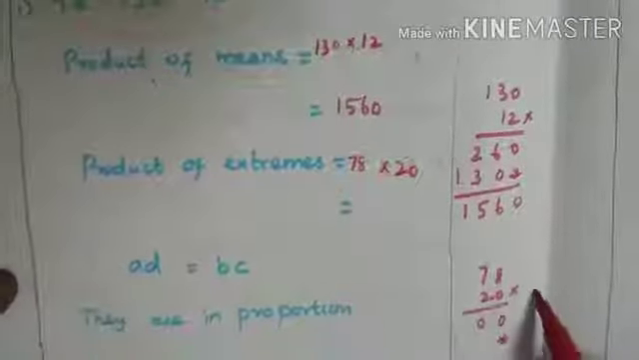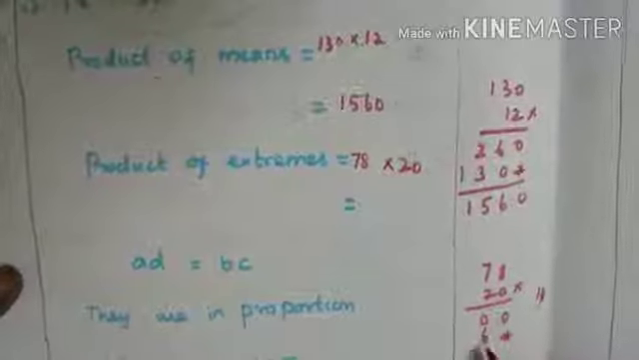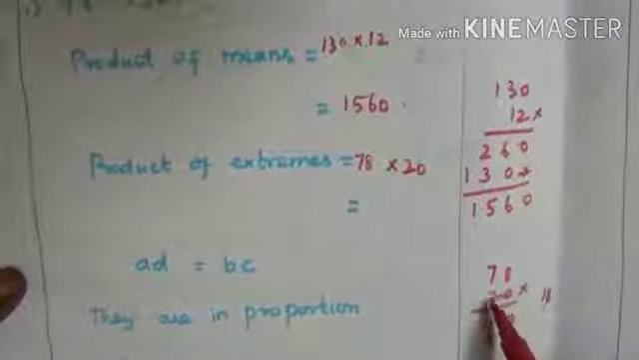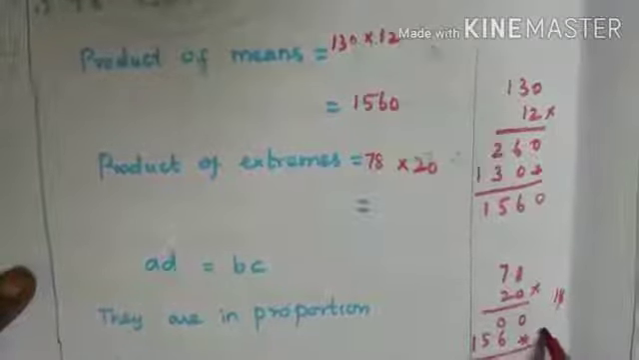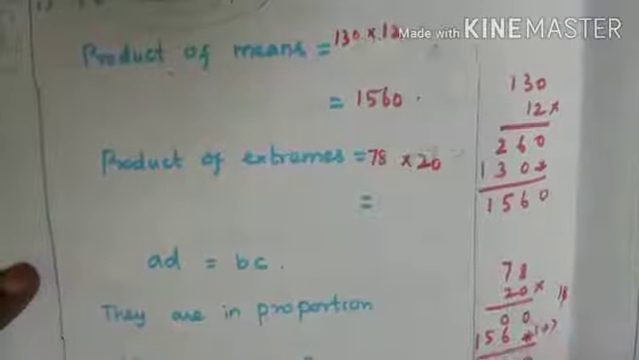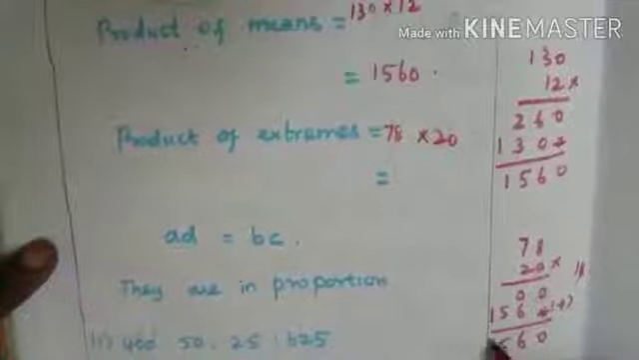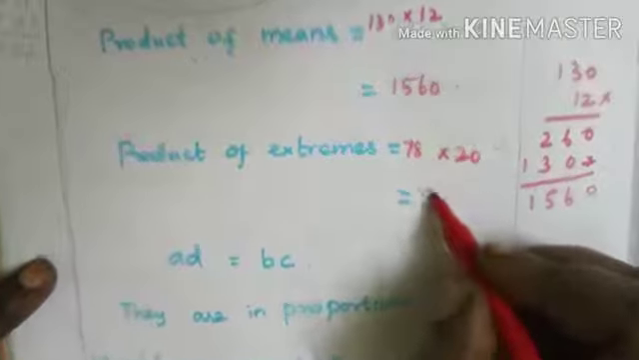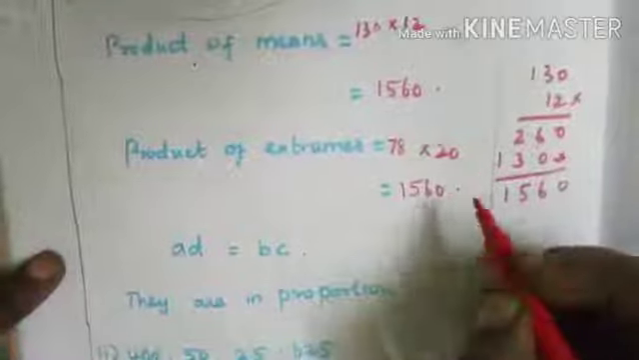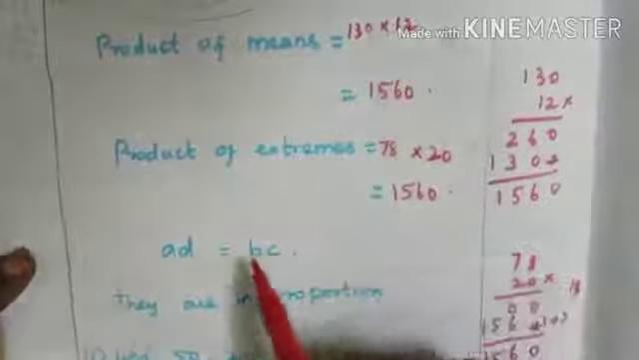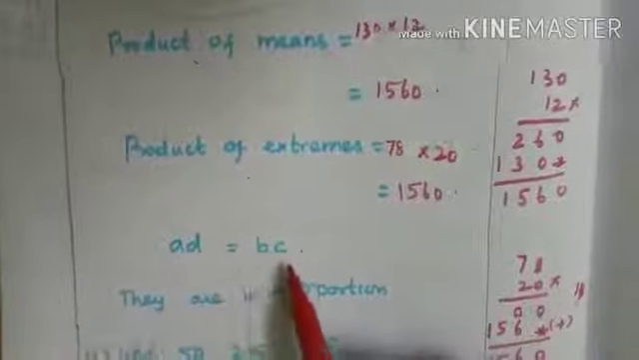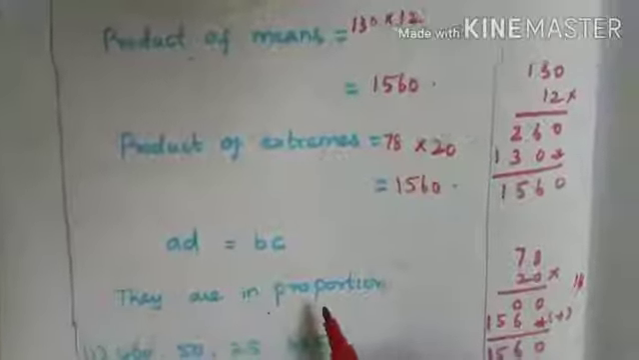8 2s are 16. So 6 we are putting, 1 we are keeping. 7 2s are 14 plus 1, 15. Therefore when we are adding this, 0, 6, and here 5 and 1, that is equal to 1560. Here the product of means and product of extremes are equal. Therefore AD equal to BC. They are in proportion.